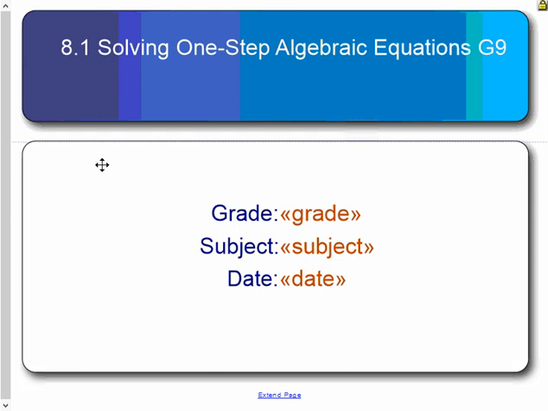Okay, this is grade 9, Math Links, chapter 8.1 on solving one-step algebraic equations. What differs this chapter from a grade 7 one-step chapter or a grade 8 one-step chapter is that your coefficients and your constants are either fractions or decimals. So you can have decimal coefficients and decimal constants and fractional coefficients and fraction constants. So that's the only difference between this and grade 7 and 8 work. Same process, just different values.